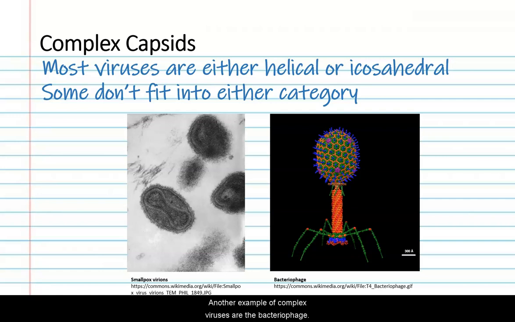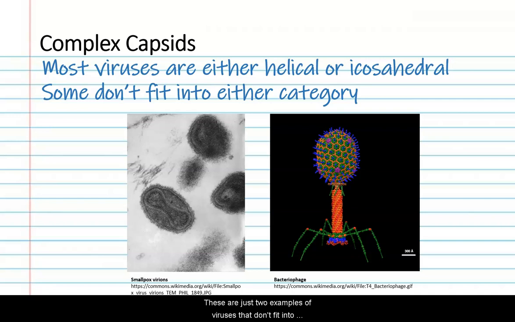Another example of complex viruses are the bacteriophage. These are viruses that infect bacterial cells. Bacteriophage have a shape that looks a little bit like an alien spaceship. The head of the virus is composed of capsomeres that enclose the viral DNA. A helical tube-like structure connects the head to spider-like protein legs. This distinctive structure allows the virus to attach to the cell wall of bacteria and act like a syringe, injecting the viral DNA into the cell.